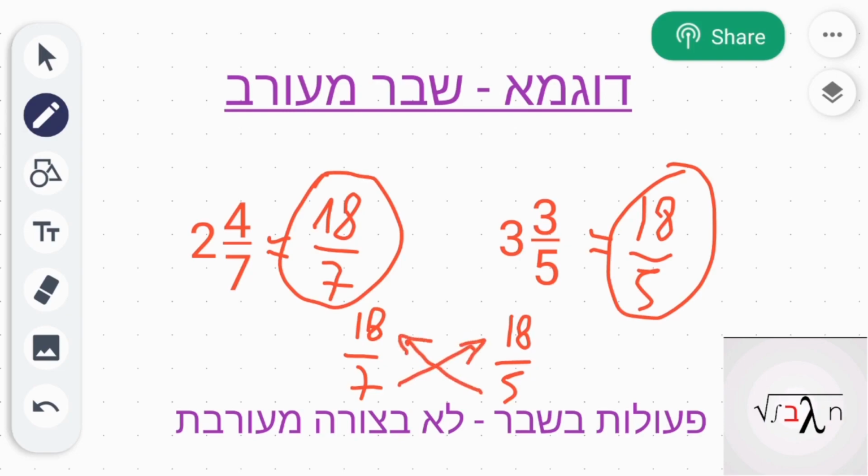7 times 18 and 5 times 18. We can see without calculating that 18 times 7 will be bigger than 18 times 5. For those who want the final numbers, 18 times 7 equals 126, and 18 times 5 equals 90. 18/5 is the bigger fraction.